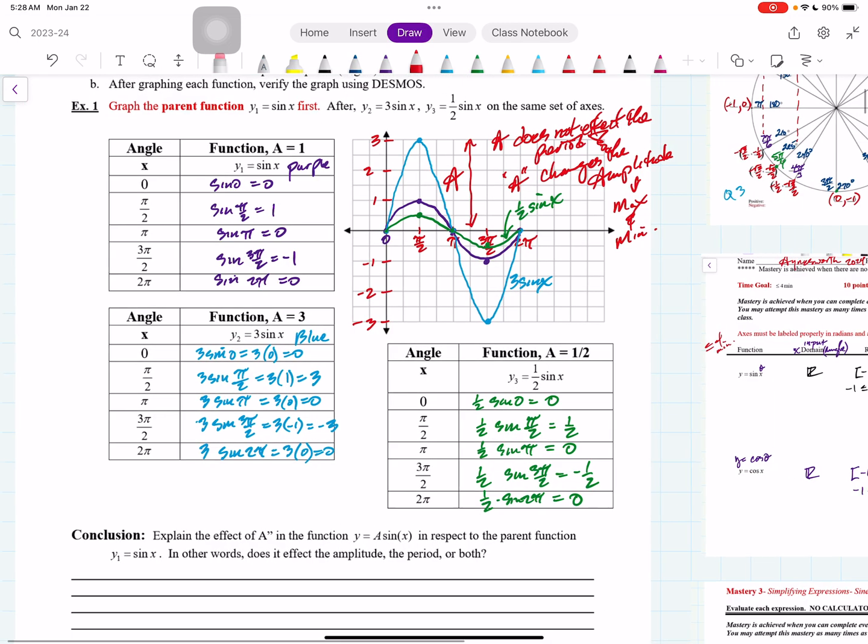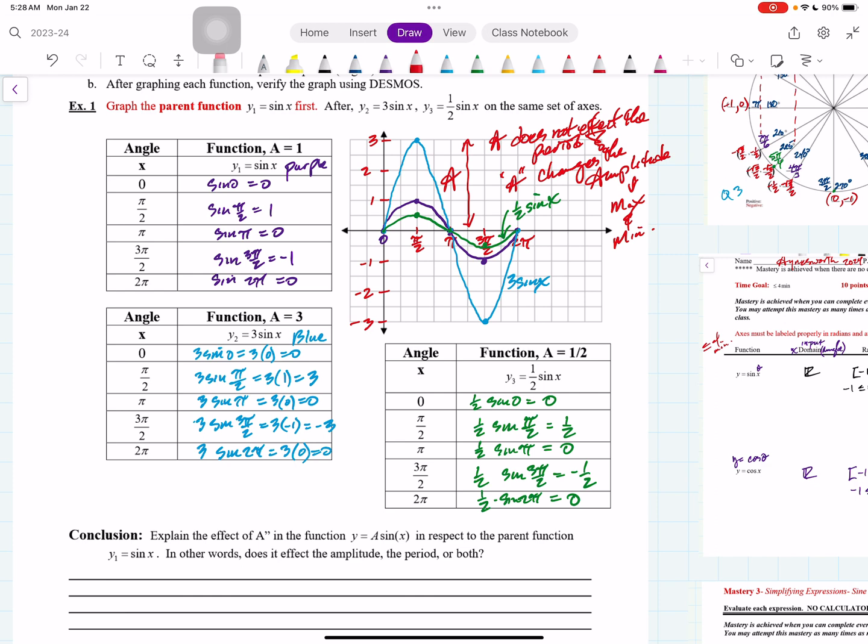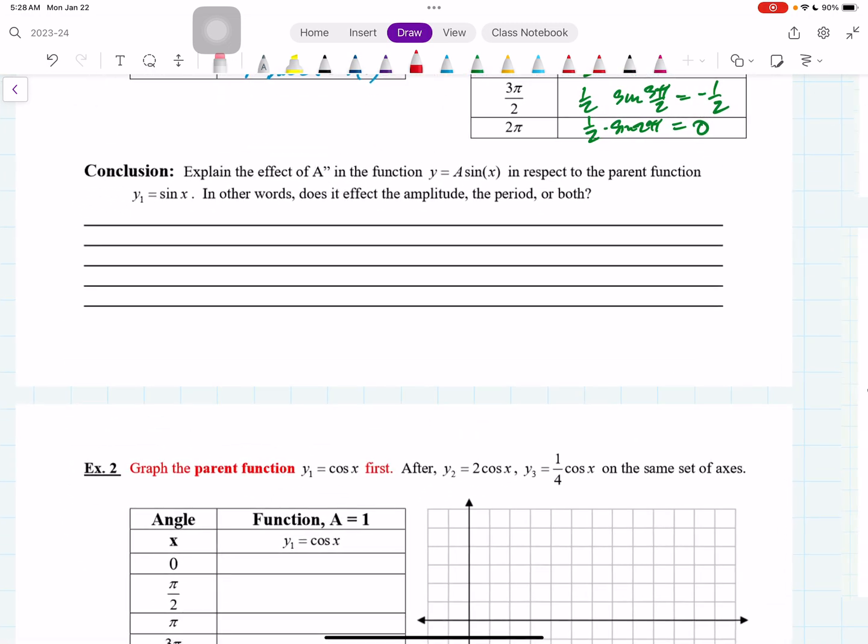Okay, so let's do a little summary here. It says, conclusion: explain the effects of A in the function y equals A sine x, with respect to the parent function y equals sine x. In other words, does it affect the amplitude, the period, or both? Well, as I just said, the absolute value of A, because A could be negative, which is called the amplitude, affects only the max and min. So it affects only the max, how high it goes, and the min of the graph, and not the period.